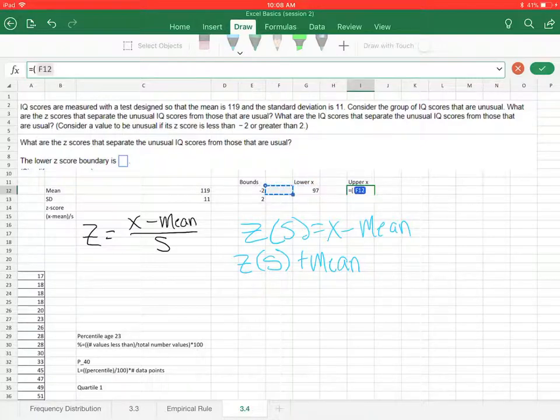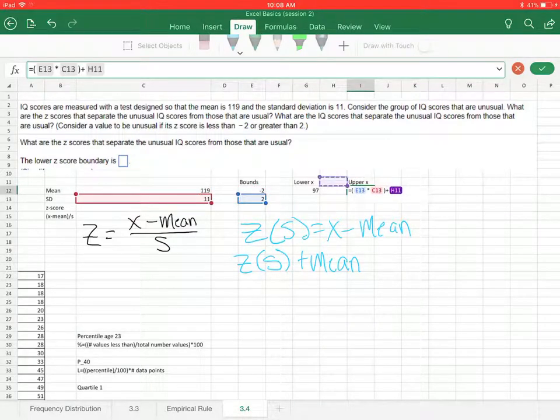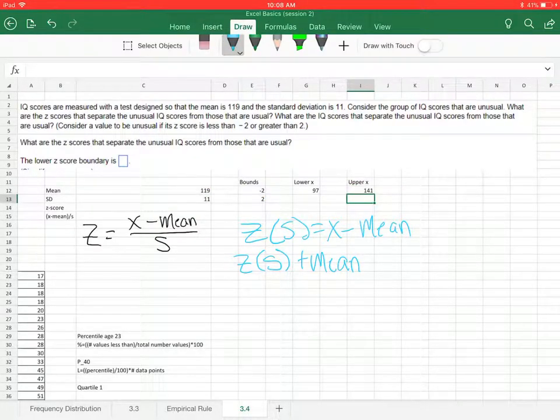And then we'll do the same thing, so we're going to take our upper z-score this time. So our upper bound of the z-score times the standard deviation. Add that to the mean. And we have 141. So if our values fall outside the range of 97 to 141, then that would be considered unusual. So for example, if I took the test and my score was a 92, that would be an unusual score.